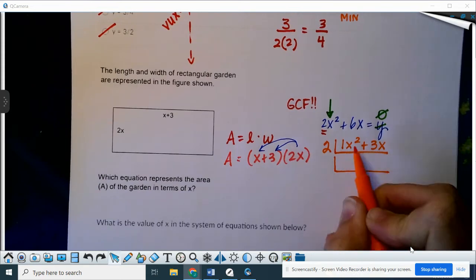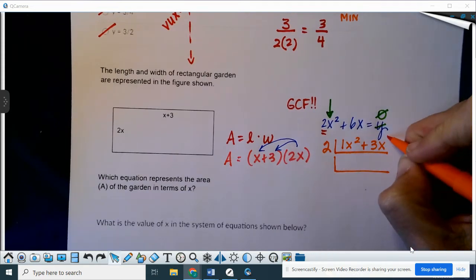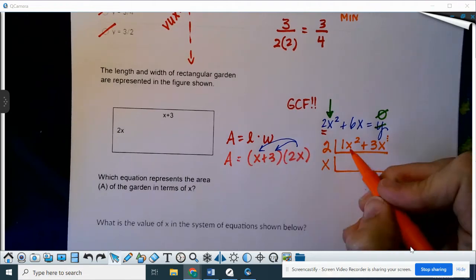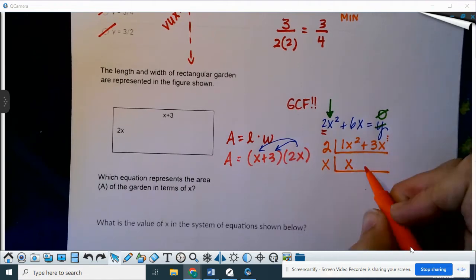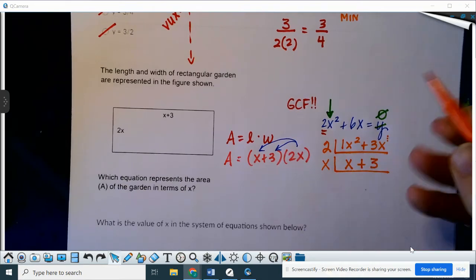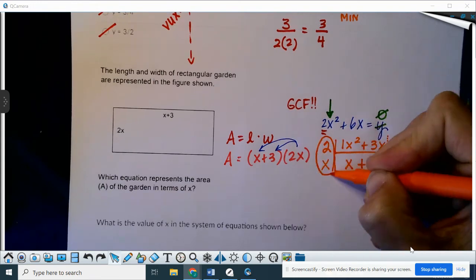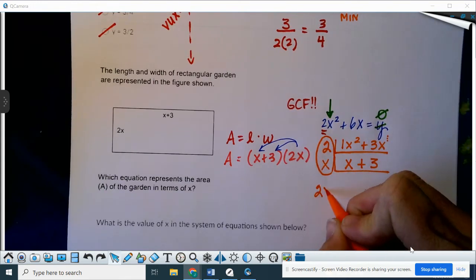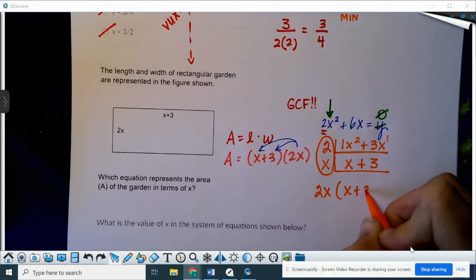But they both have an x. The lowest exponent is that imaginary 1, so that I know I can pull out. If I take 1x away from x squared, I end up with x. And then 1x away from that 3x, I end up with 3. You're going to multiply these together, just in case it takes you a couple extra to get down there. It's going to be 2x times x plus 3.